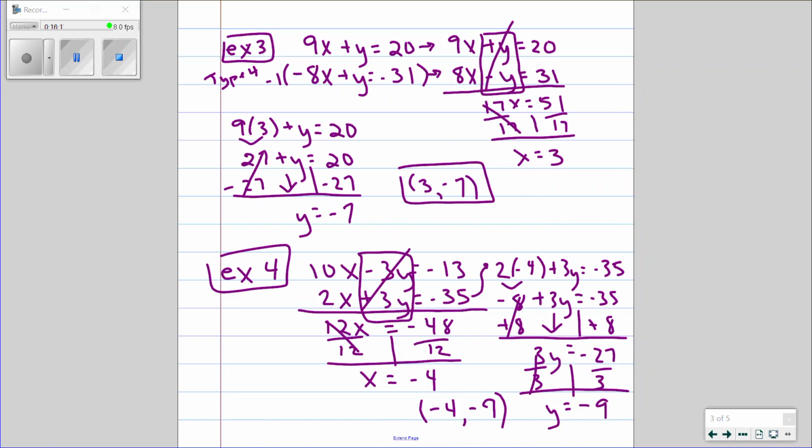So that's type 3 and type 4. Tomorrow we'll move on to type 5.